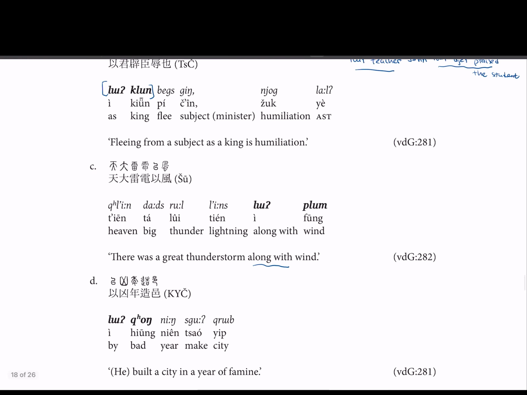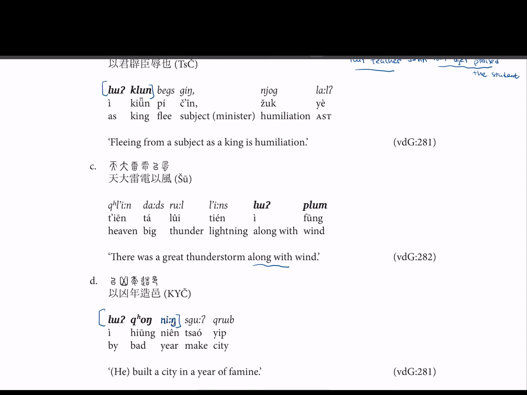And finally, in the sentence in 30d, le kong ning slu krub. He built a city in the year of famine. Here, the coverb le is used to introduce a temporal adverb. Le kong yin means in a bad year or by a bad year, a year of famine. Something happens. They built a city.